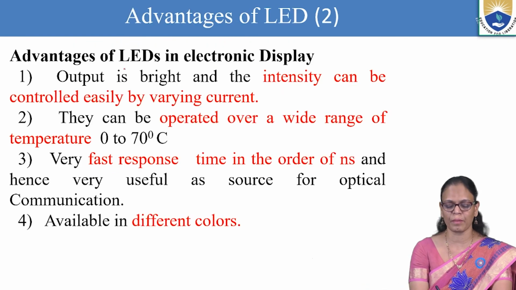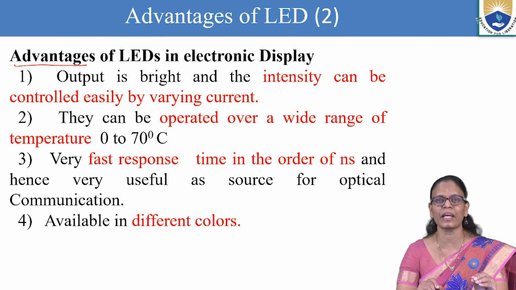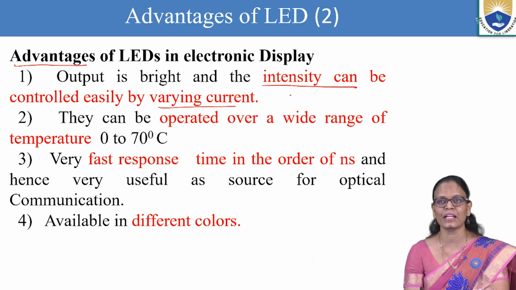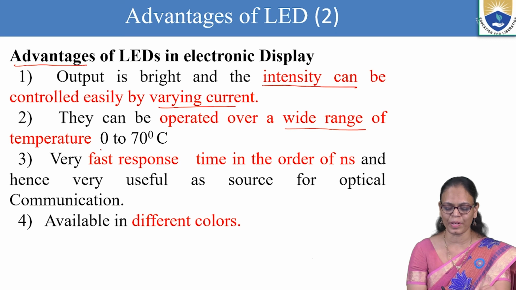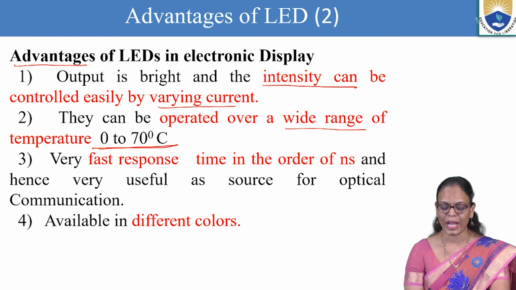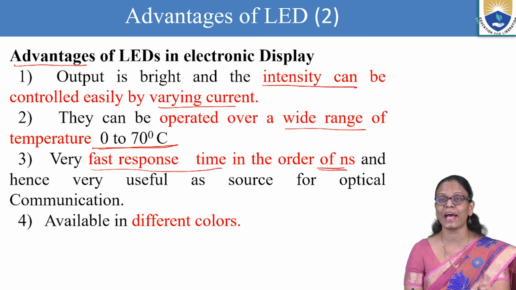And what are the advantages? Most of the times we use LEDs in electronic displays. So what are the advantages of having an LED in an electronic display? The output is bright and the intensity can be controlled by varying the current. They can also be operated over a wide range of temperature, that is 0 to 70 degree Celsius. And then very fast response time. The response time is in the order of nanoseconds.